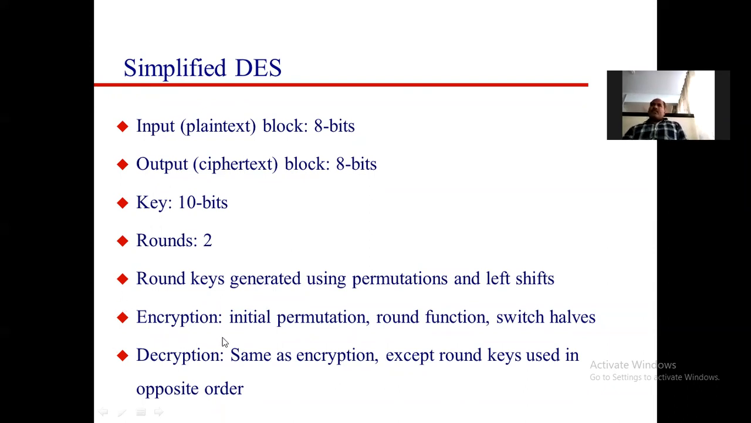What are the functions in the encryption? We have the initial permutation, the round function, and the switch. The decryption has the same functions as encryption, except the round keys are used in opposite order.